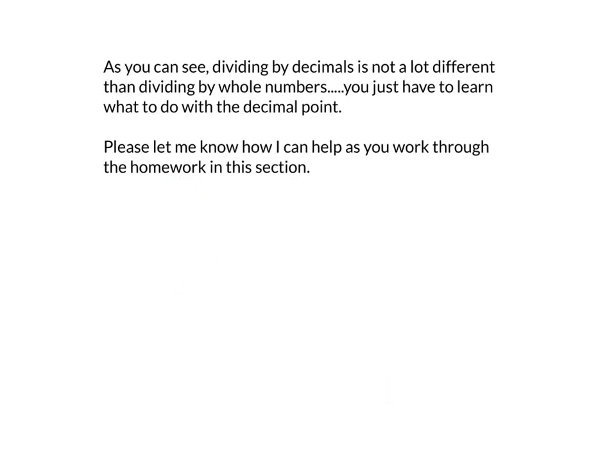As you can see, dividing by decimals is not a lot different than dividing by whole numbers. You just have to learn what to do with the decimal point.